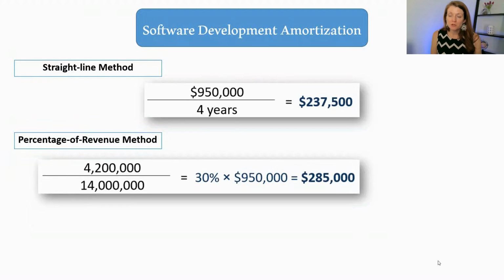Now, if we looked at our revenue for those 4 years and we did a percentage of revenue method, we would switch things up a little bit. We're going to take the 4.2 million of revenue for 2026, that first year of sales, divided by the total amount of estimated revenue, the 14 million, again, reference back to that last slide. That gives us 30%. The 30% is what we would multiply times the capitalizable amount. So that would be for 2026. 30% of our sales for those 4 years are expected to be in 2026. That gives us $285,000. So these are the two options.